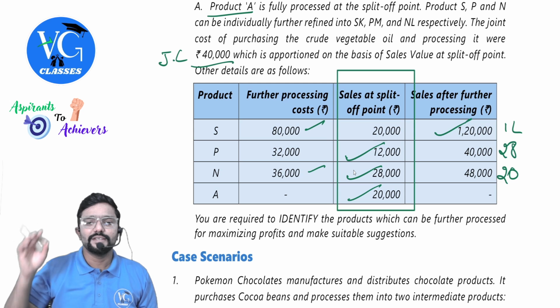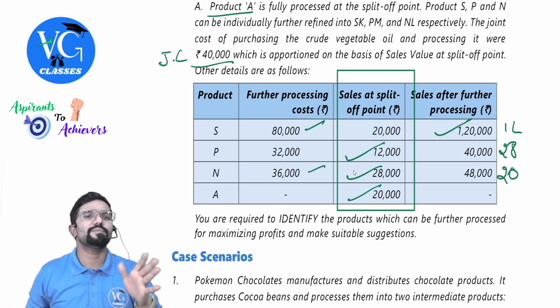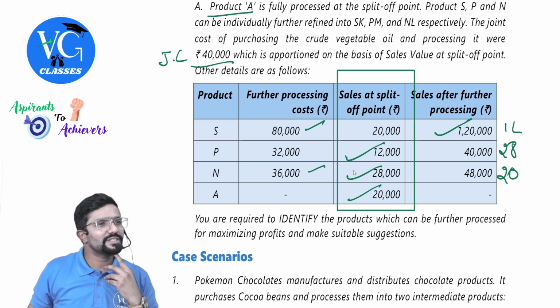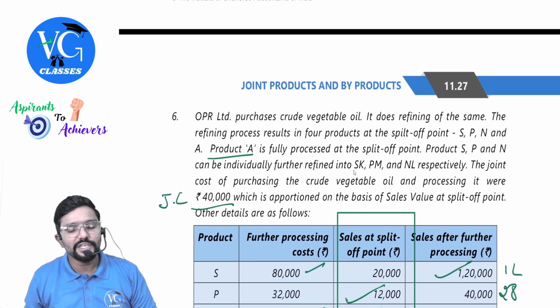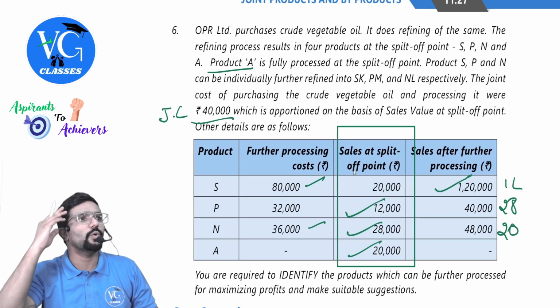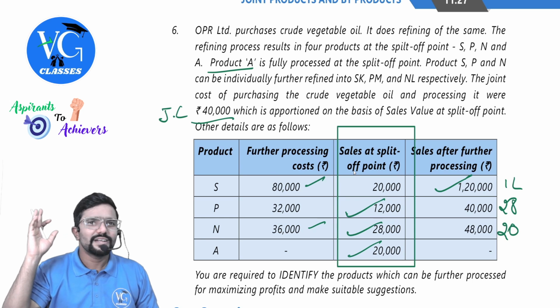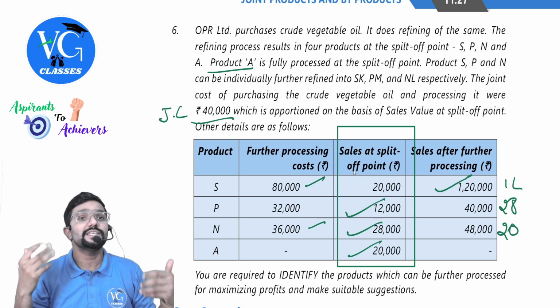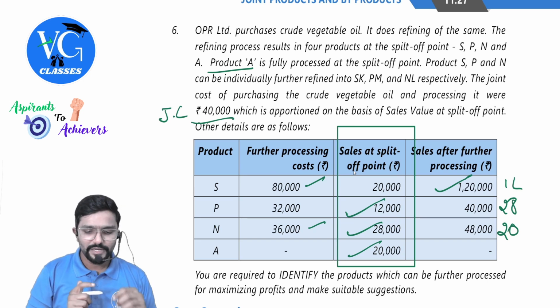So what is the answer, guys? Sell Yes after further processing, whereas P and A at split off point. If this kind of question is asked in MCQ, you can answer. Now, by seeing the length of the question, students will think, oh, this question we cannot solve, let us keep it at the end. It happens sometimes, because just by seeing the length of the question, we decide.